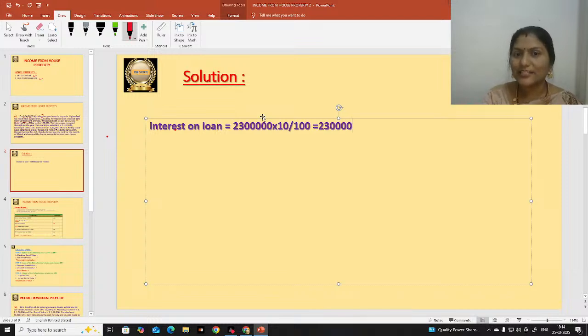So this is the interest on loan, and this we can give as deduction under section 24 subsection B. Okay, so keep it here. And next, let us go to our question and let us read it. So this amount we are going to give as deduction under section 24B. If you want, you can mention here under section 24B.